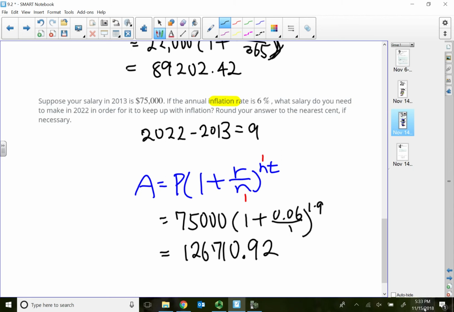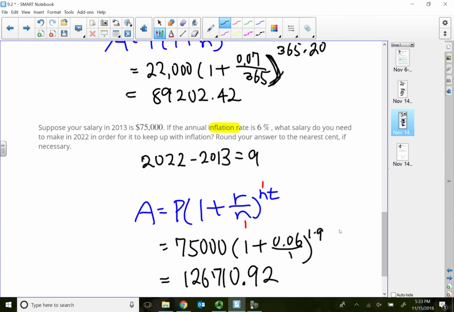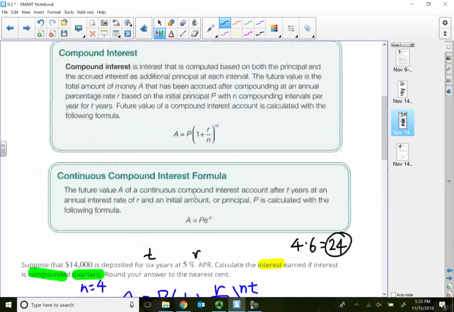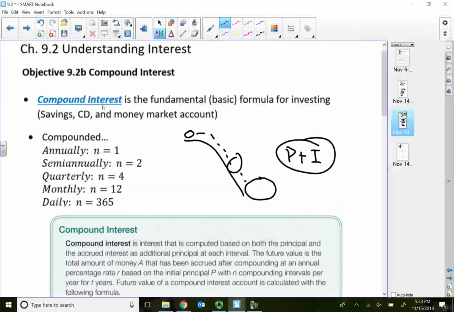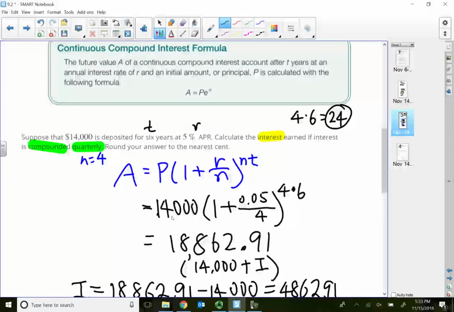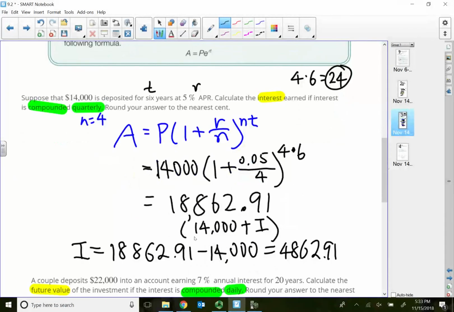So we use the compound interest formula for inflation type problems and also for investment. When we use the compound interest formula for investment, it's basically an exponential explosion on your money over time.